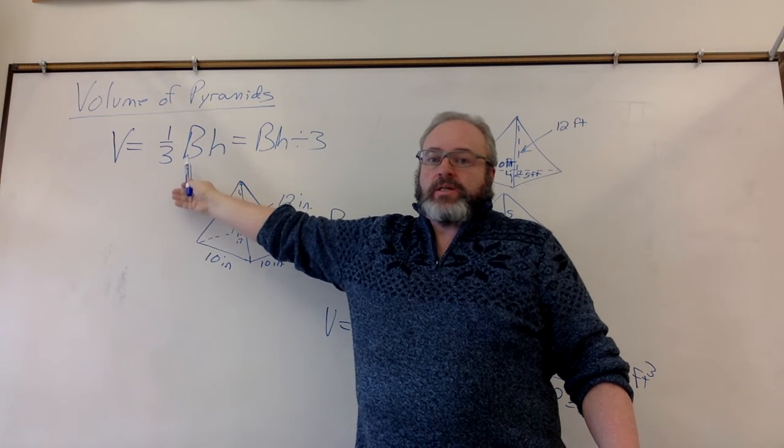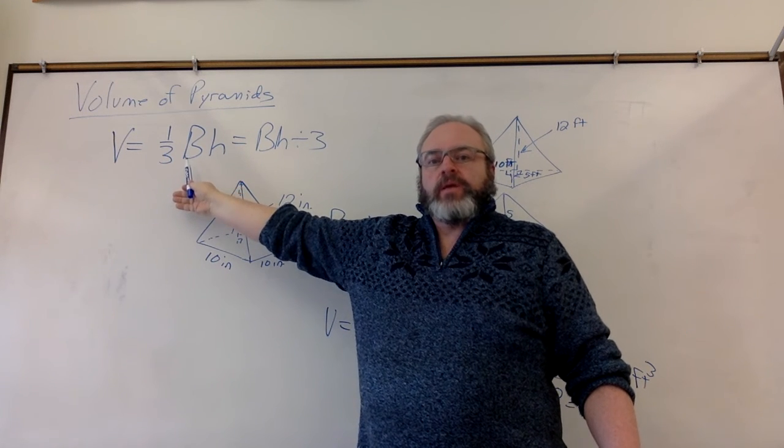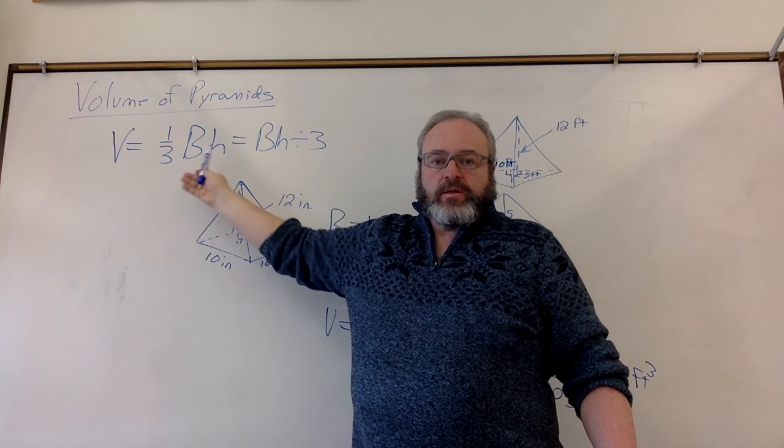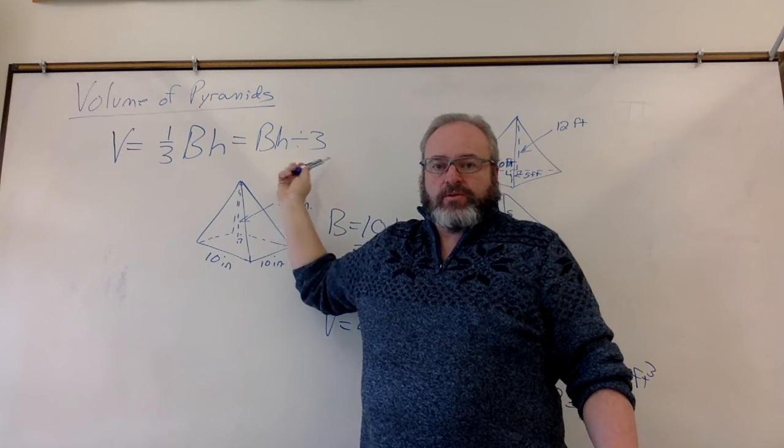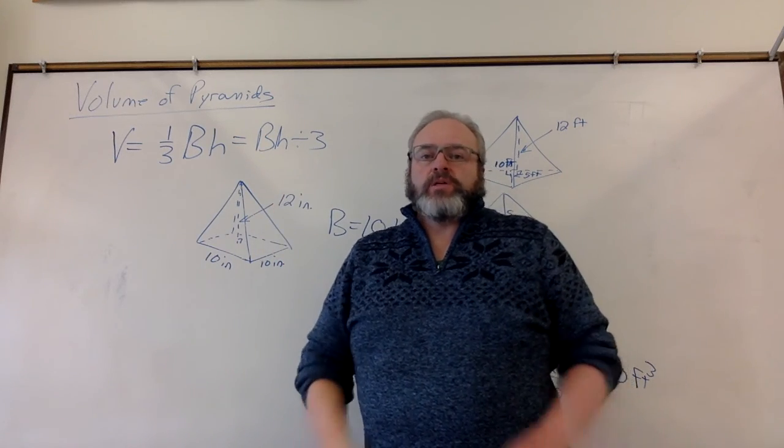So the key to finding the volume of pyramids is to recognize what the base is. Is it a rectangle? Is it a square? Is it a triangle? Find the area of that. Multiply by the height, and then find a third of your answer or divide by 3. The volume of pyramids.